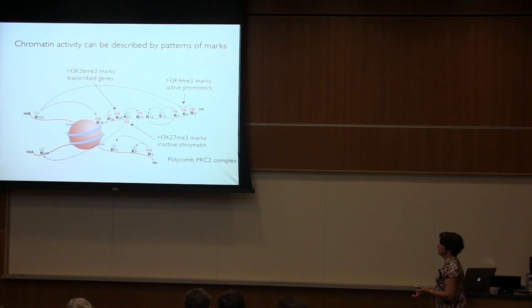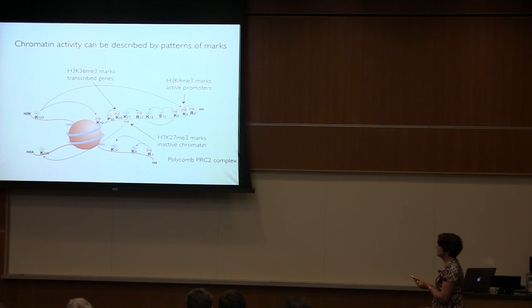So we know that histone tails can be modified, and that these modifications are associated with different levels of gene activity, even if we don't know what the functions of a lot of modifications are, and that you can describe activity by patterns of marks. For example, H3K36 trimethylation often marks the genes, the bodies of transcribed genes.